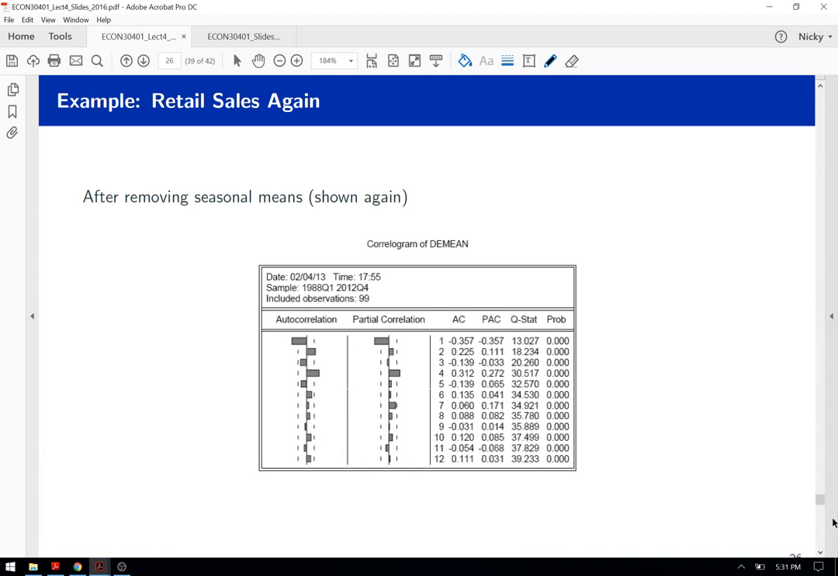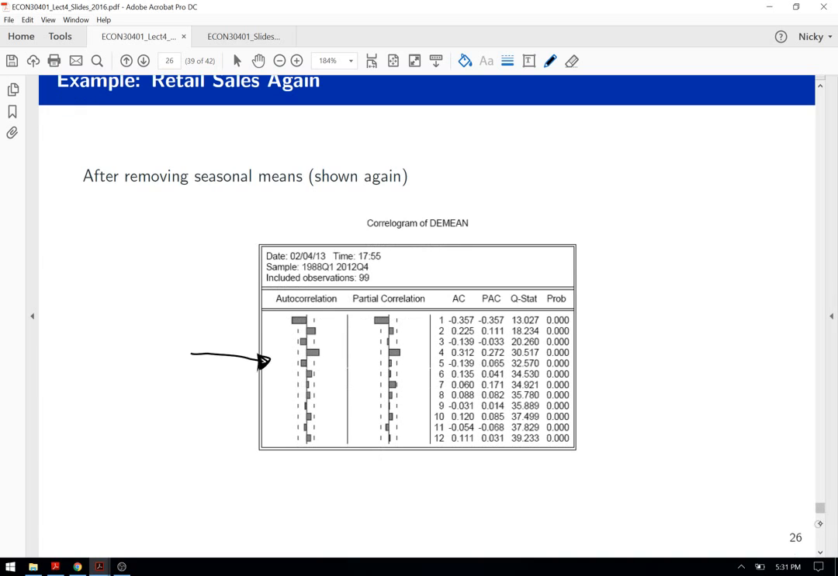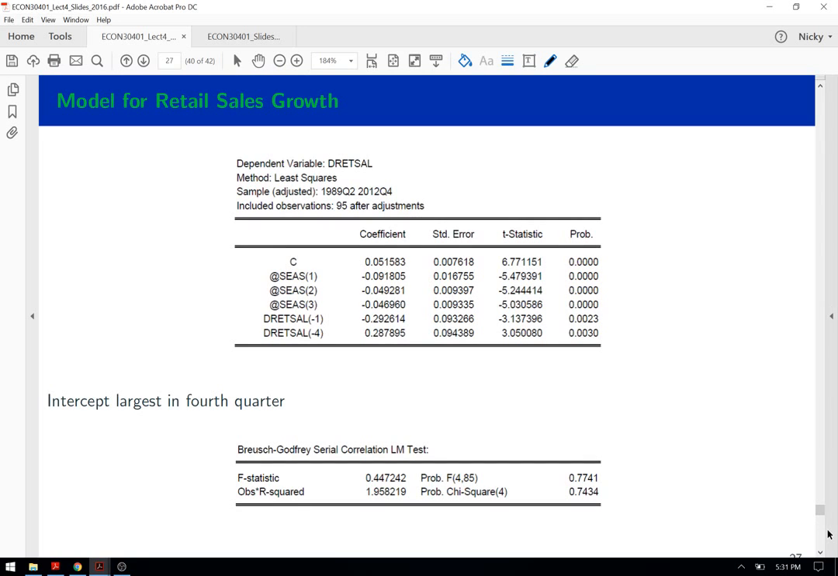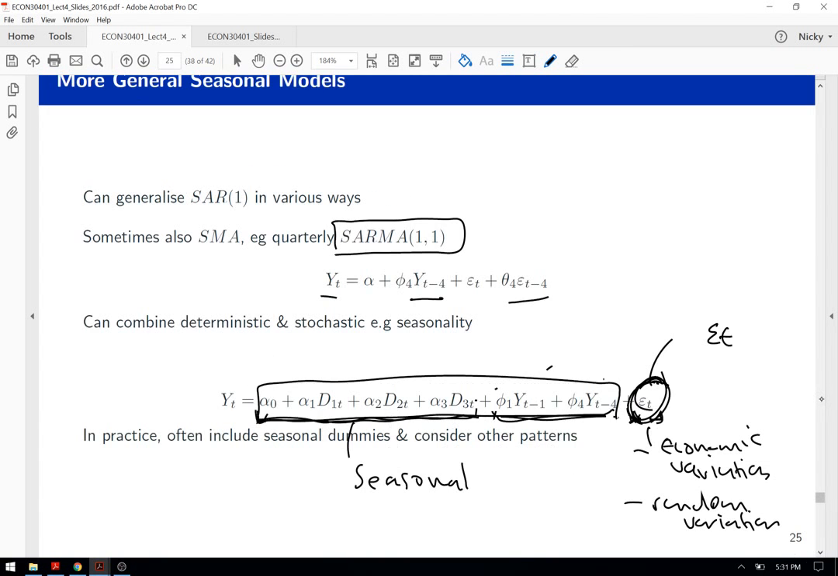So again, this was a correlation pattern after we removed the means, going back to the retail sales. We may want to allow a more general model. We may want to run this regression for the sales data. It now includes these two variables here.